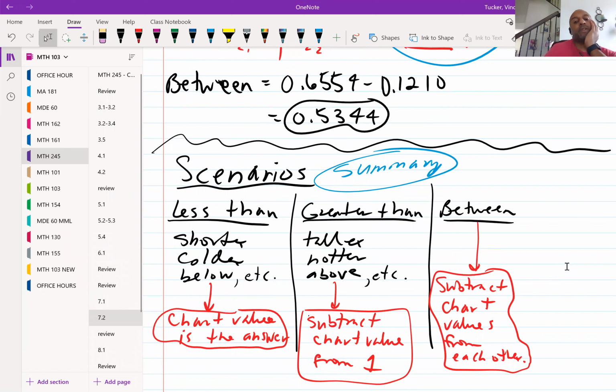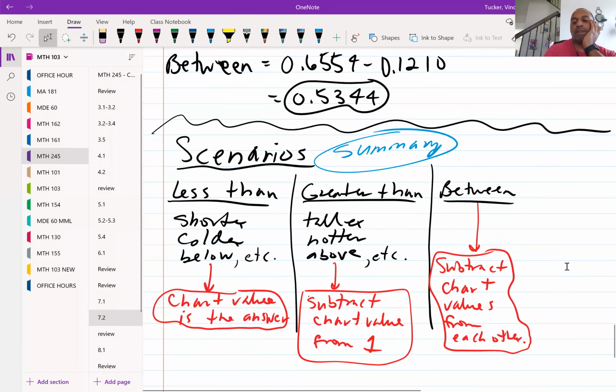So summarizing your three scenarios, there will be key phrases or keywords that will let you know what scenario you're dealing with. So you're talking about less than, it could just say less than, or if it says something like shorter, colder, below, under, things like that, that will be scenarios for your less than. Greater than, once again, it could just say greater than, but it could say taller, hotter, above, things of that nature that will be considered greater than. And then between, I haven't seen any other word that represents between, but between.